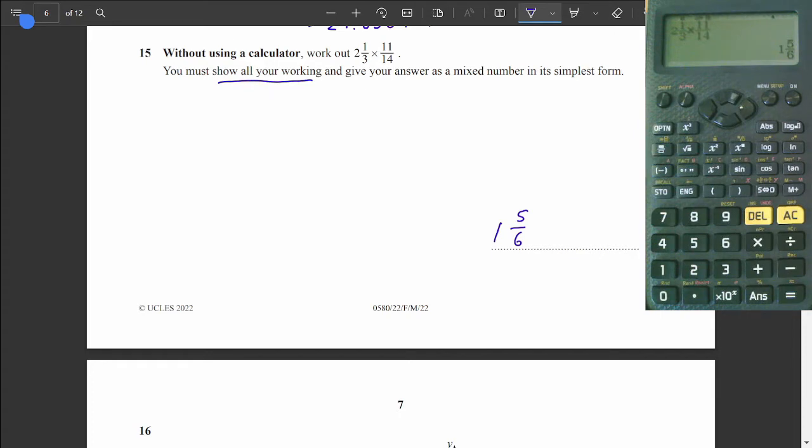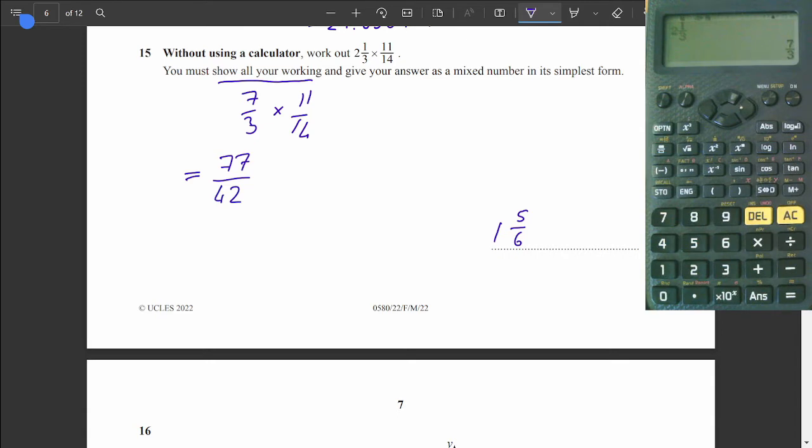First, change 2 and 1/3 to an improper fraction. So 2 times 3 is 6, plus 1 is 7 over 3. If in the exam, for any reason you forget how to do this, you can consult your calculator. Put it in, press equal, it's done for you. Right, next, remember, when we're multiplying with fractions, it's easy. We multiply the top with the top. 7 times 11 is 77, and the bottom with the bottom. 3 times 14 is 42.